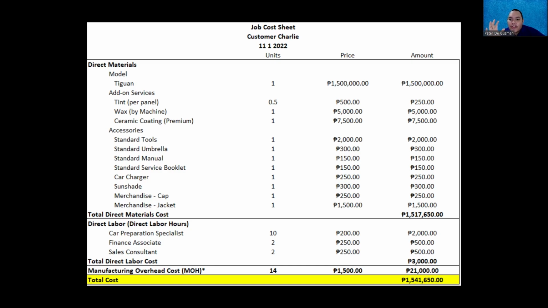In the automotive industry, straight cash payments are the most straightforward transactions that could ever be done. This means that all related data encoding and coordination with other departments are significantly reduced when the buyer is willing to pay in cash. So, based off of that logic, maybe customer Charlie only required 2 direct labor hours from the finance associate because he purchased the Tiguan in cash.